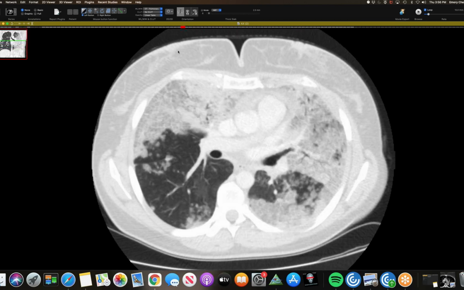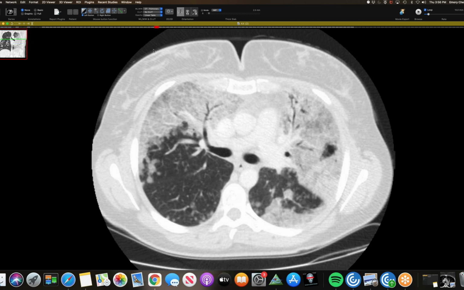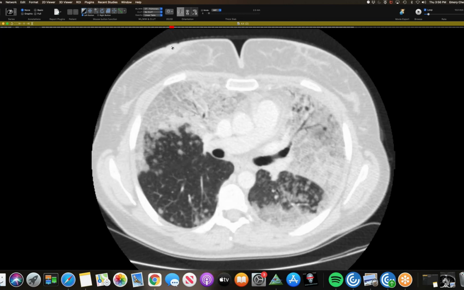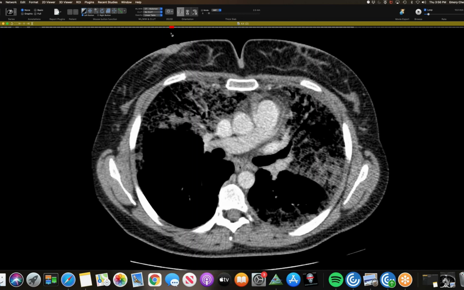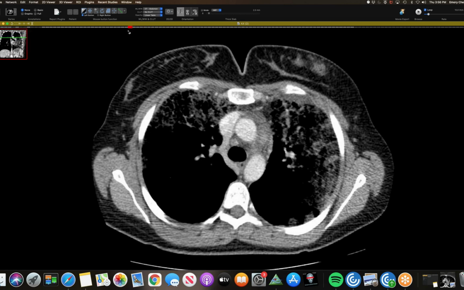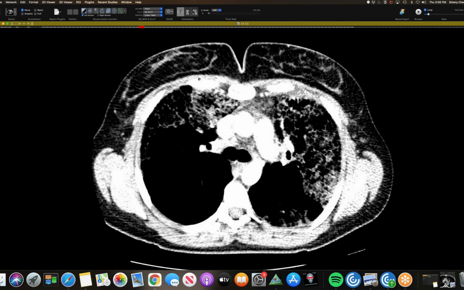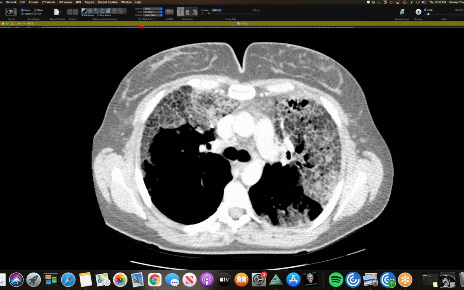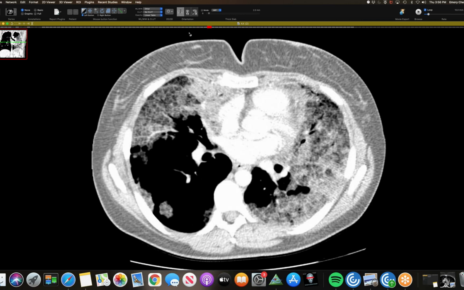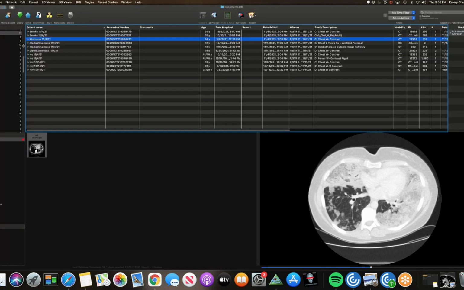Yep. Very nice. Go to soft tissue windows for a second. Yeah, look at that. It's almost like fat attenuation in there. Yeah. Cool. Wow.